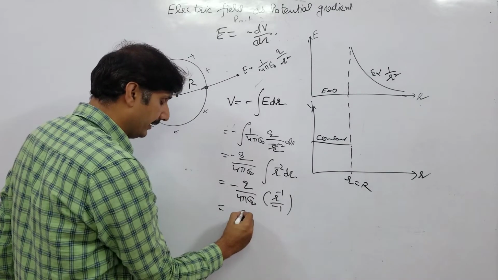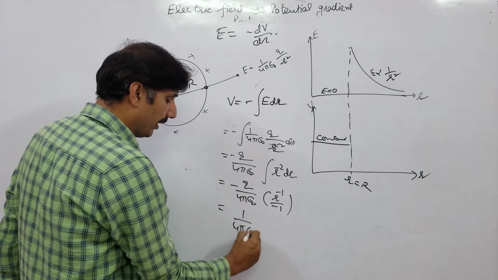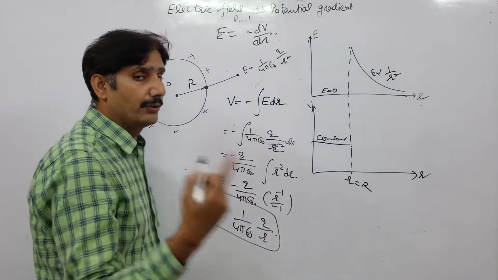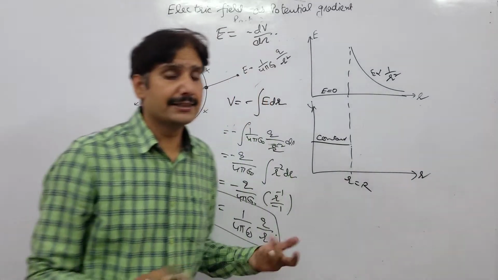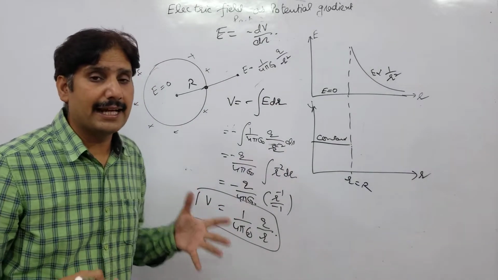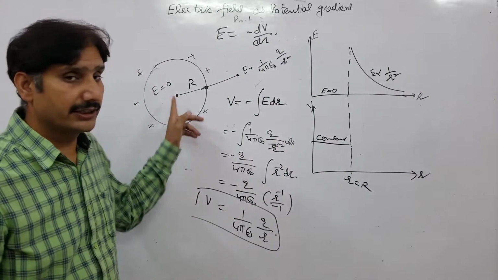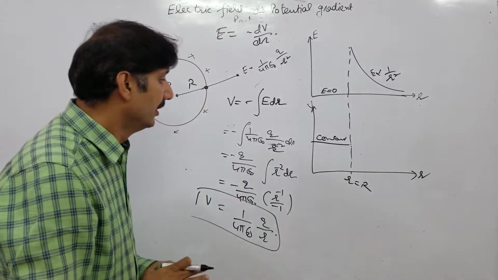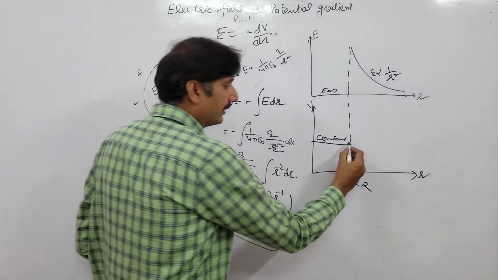And what do I get? Electric potential is 1 by 4 pi epsilon naught q by r. Outside the sphere, as we did earlier, it seems as if the potential is due to a point charge located at the center of the sphere, a spherical shell or conducting sphere. So it is varying as 1 by r.